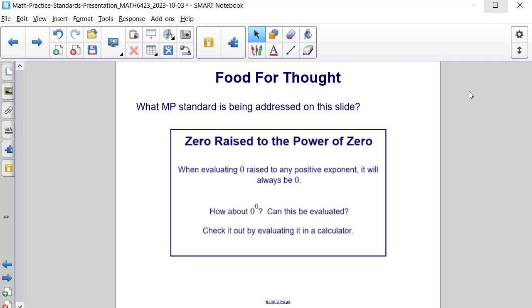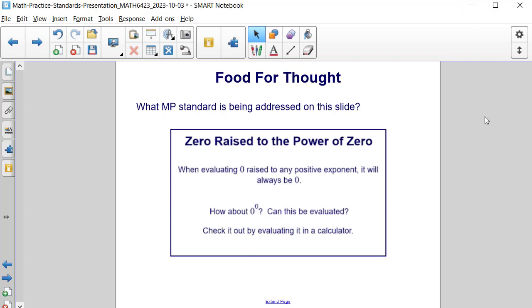Here's another example that is food for thought. What mathematical practice standard is being addressed on this slide? We have 0 raised to the power of 0. When evaluating 0 raised to any positive exponent, it will always be 0. But what about 0 raised to the 0 power? Can this be evaluated? Check it out by evaluating it in a calculator. Take a moment to pause this video and think about what mathematical practice standard or standards is or are being addressed on this slide. And when you're done, unpause it.